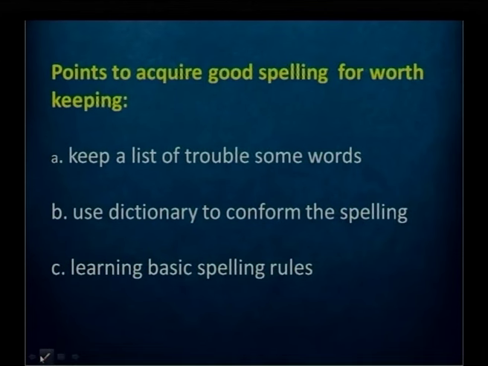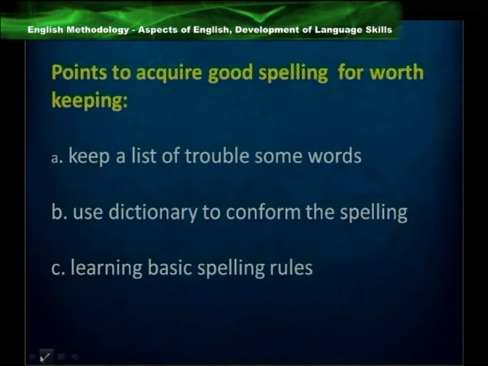So we have to keep some points to acquire good spelling. Keep a list of troublesome words, so that it is not going to cause complexity for the reader. If we want to introduce such words, we have to keep the alternative words in mind. And all the time while writing the book, we have to refer to the dictionary as well as the thesaurus, which gives simple words and complete synonyms acceptable to the reader based on their standards.